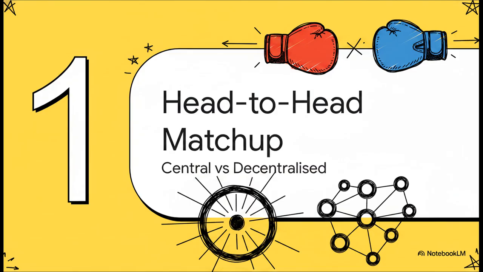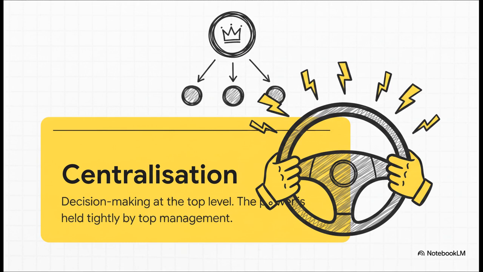Section 1, the head-to-head matchup, centralization versus decentralization. Okay, let's start with centralization. I want you to lock this exact definition into your mind right now. Centralization is all about decision-making at the top level. That's literally it. The power, the control, all the big strategic choices are held tightly by top management. So think of the CEO or the board of directors sitting at the very top of the hierarchy, dictating the moves for the entire organization. There is absolutely no sharing of the steering wheel here.